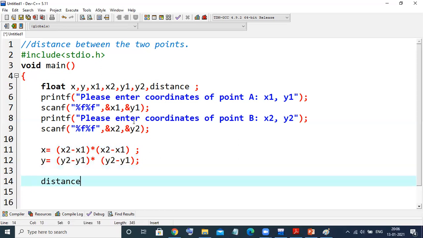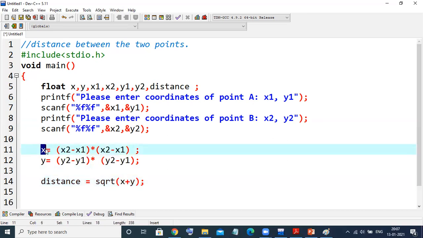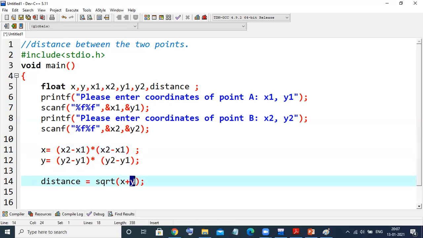The formula is distance equals square root of. Here you cannot directly use the square root symbol, so we have an inbuilt mathematical function, that is sqrt. In the brackets we give the values of x plus y. What exactly does x mean here? x means this entire term. The value is already calculated and stored in x. Similarly y.